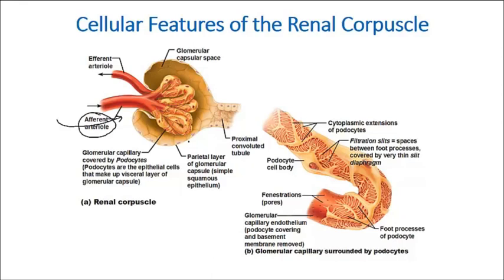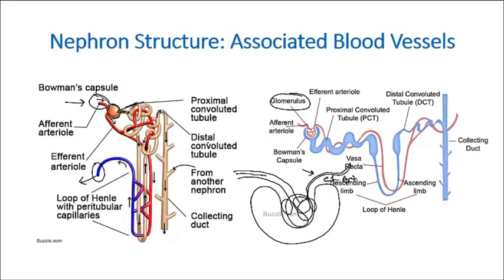Now this cup-shaped structure we talked about is the Bowman's capsule. Water and solutes pass from the blood into the glomerular capsule, or Bowman's capsule, and then flow into the proximal convoluted tubule, or PCT, which is this one. Now focus on this picture. Blood flows through the glomerulus, and the solutes and water enter the first part of the nephron, the proximal convoluted tubule, and are then transferred to a very thin structure known as the loop of Henle. Then finally it comes back to the distal convoluted tubule, or DCT.